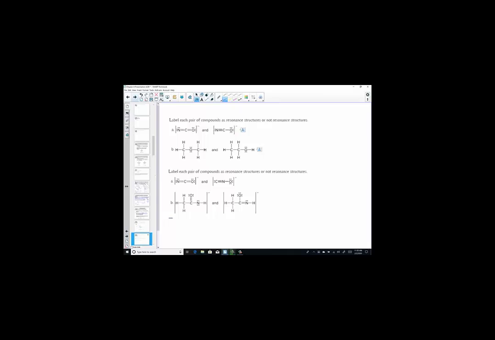Label each pair of compounds as resonance structures or not resonance structures. Remember the two rules here. You're allowed to move electrons, which are bonds. You're allowed to move bonds and electrons, but not allowed to move atoms.